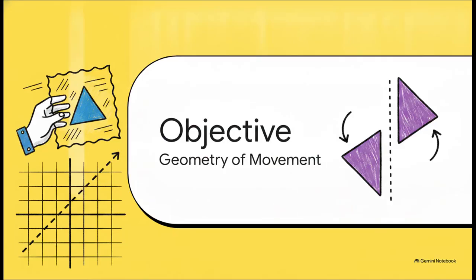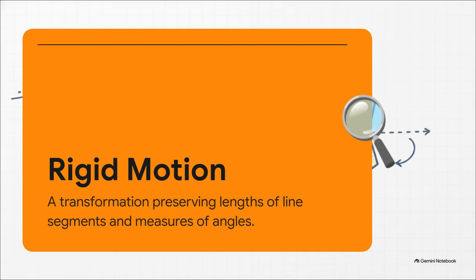Section 1. Objective: the geometry of movement. Okay, to really understand how figures map from one place to another, try using this mental model. Picture a static grid on a piece of paper, and right on top of it, a clear sheet of transparency paper. Whenever we move a shape, we aren't painstakingly redrawing it from scratch. Instead, imagine we're just sliding or flipping that top transparency paper over the static grid underneath it.